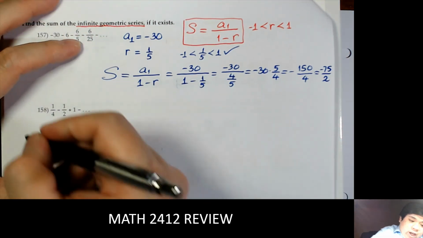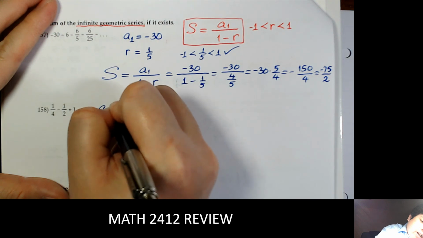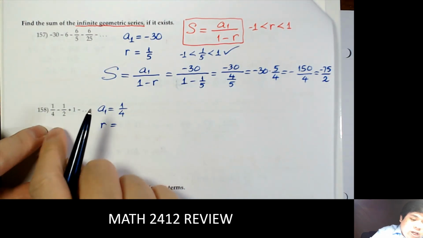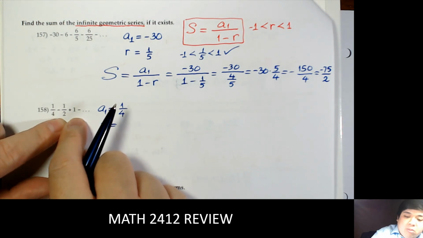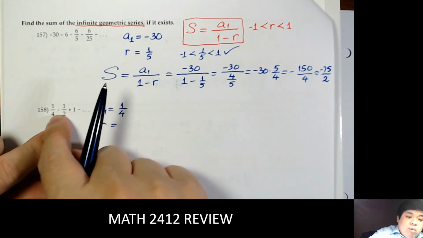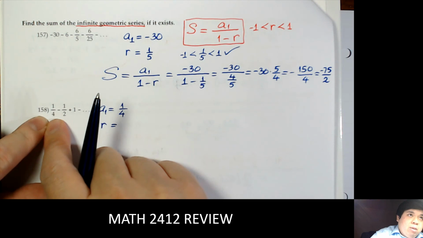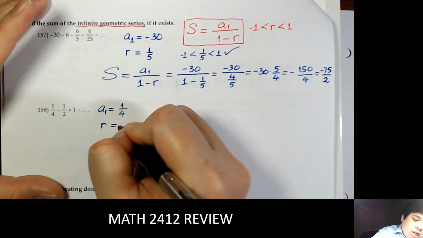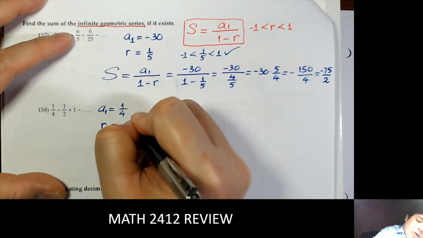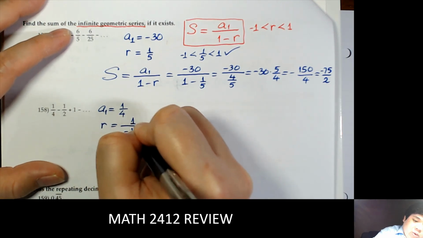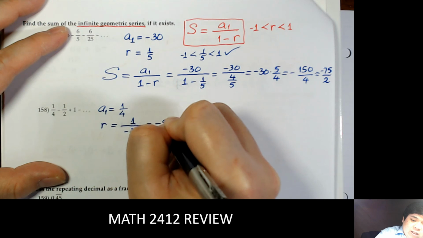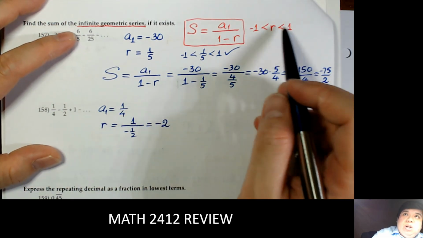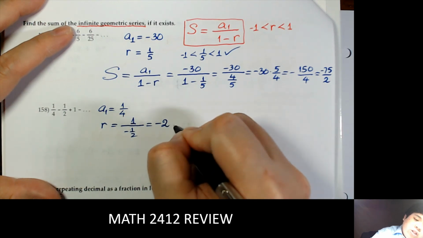Right, the next one we have, the first term is 1/4. To get to the next term, we need to multiply by a number. If we don't know that, we just divide backward: -1/2 divided by 1/4, 1 divided by -1/2, and so on. 1 divided by -1/2 is -2. So the ratio is -2, and it's not between -1 and 1. So the sum does not exist.